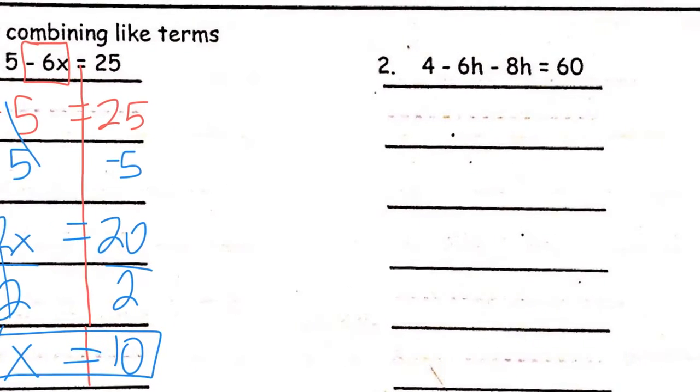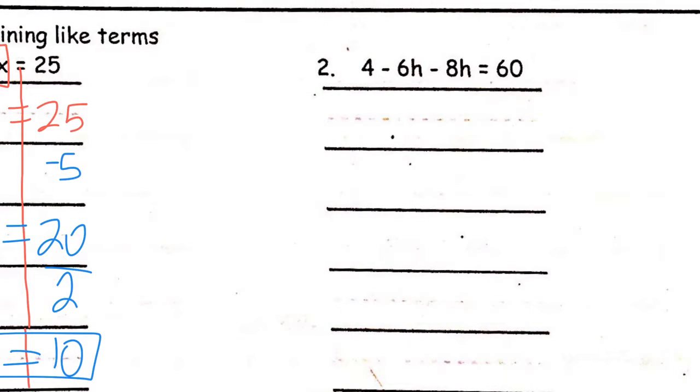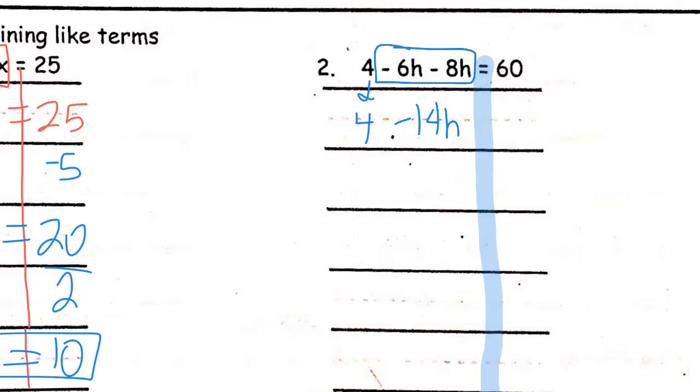Now looking at number 2, again, we are going to do that same step. We are going to first draw a line down to separate both of my sides of the equation. Then we are going to combine like terms, and my like terms in this one are negative 6h and negative 8h. Negative 6 minus 8 is going to be negative 14h. And then we're going to bring that 4 down. So we have 4 minus 14h is equal to 60.